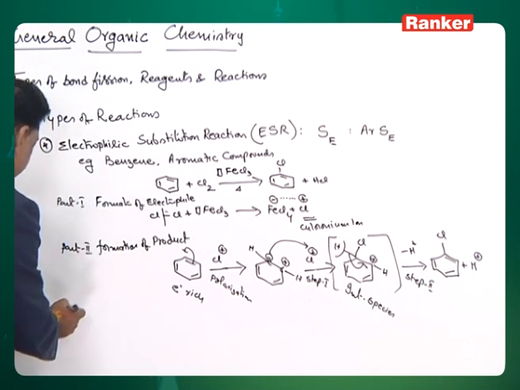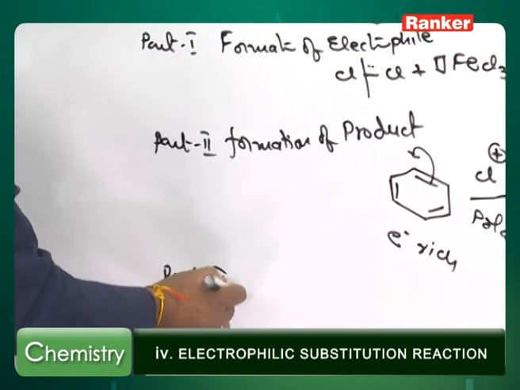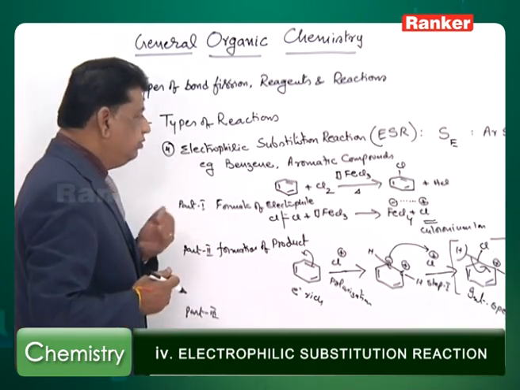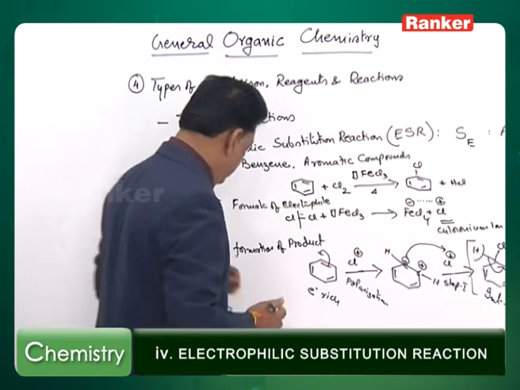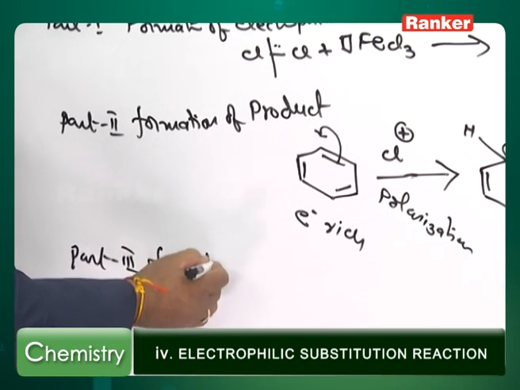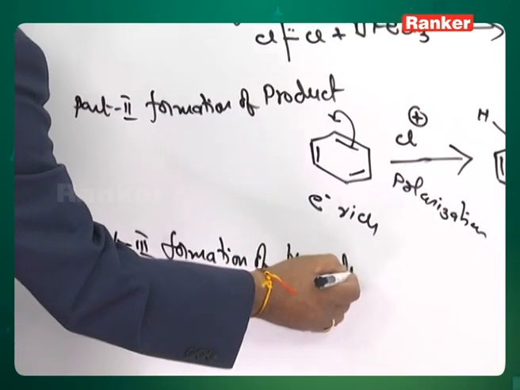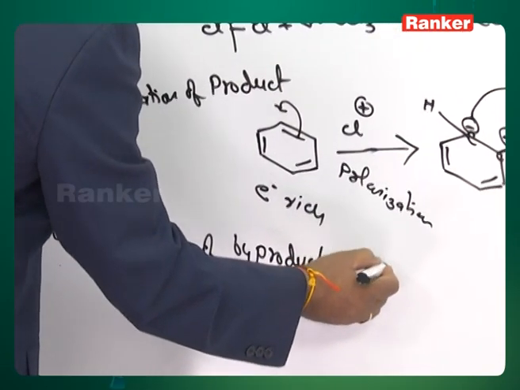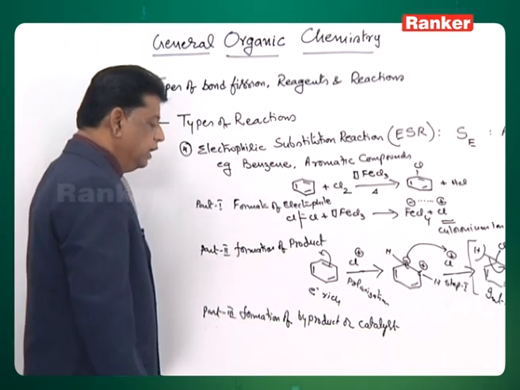That H plus, I am continuing to show, is another part which is not important for the mechanism, but still, where the H plus goes: the H plus and the Cl minus which is held with the ferric chloride react. That is the formation of a byproduct, HCl, or the formation of the catalyst, you can also say. The catalyst formation also, nothing wrong to say.